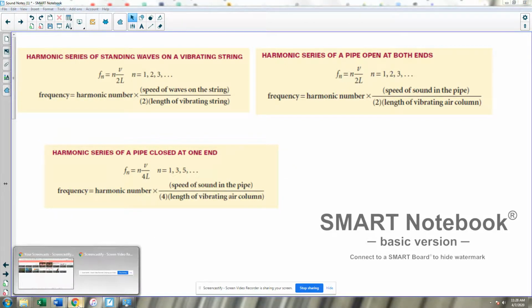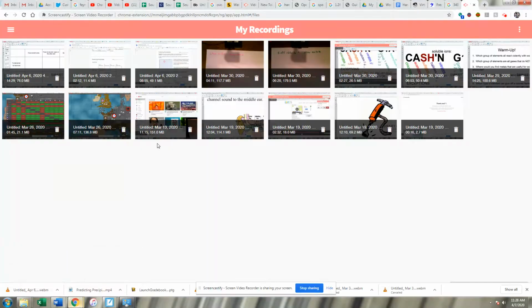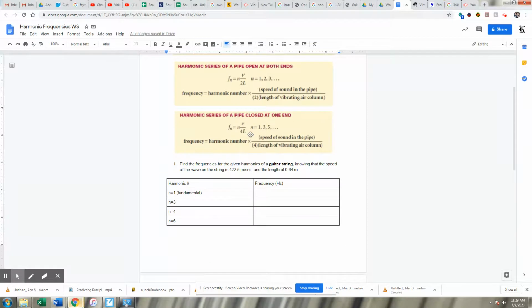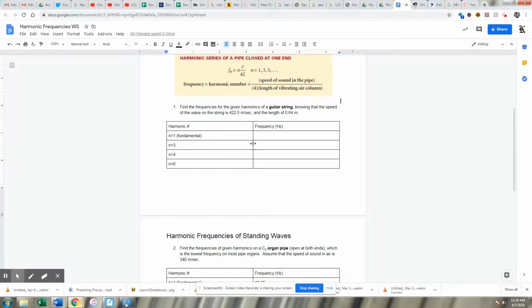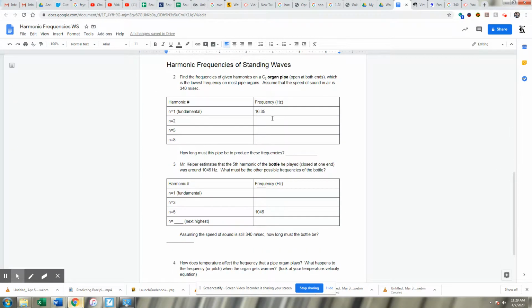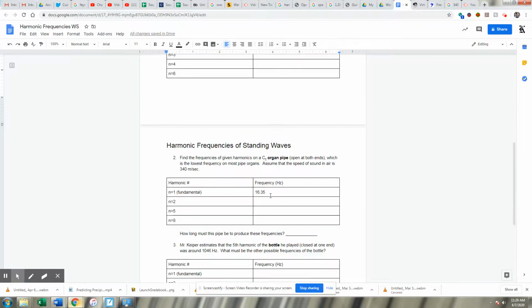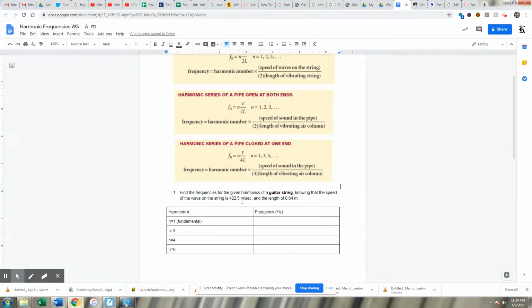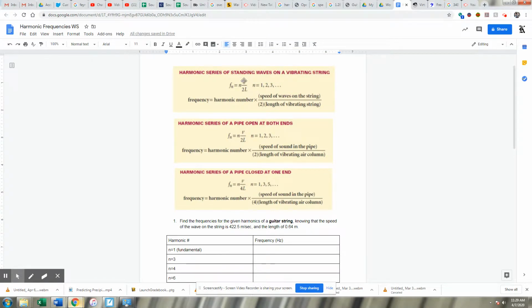So I wanted you to work through a couple different combinations I have here in your worksheet. I give you all three of these relationships at the beginning, and I want you to work through what the frequencies are on a string, a pipe open at both ends, and a bottle, which is a pipe closed at one end. For the first one, I give you some parameters, the speed of sound on the string and the length of the string. So you should be able to figure out the fundamental frequency.